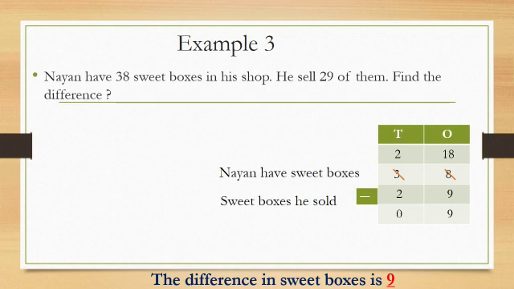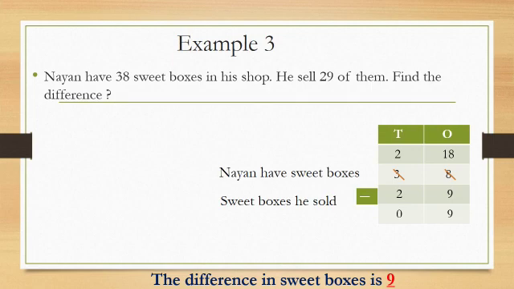Now, let us draw a table of tens and ones. Write Nayan has sweet boxes 38 and sweet boxes he sold is 29. Don't forget to write minus sign in the box. So here 38 minus 29. First, follow the subtraction rule comparing ones column. 8 minus 9 is not possible. So we need to borrow. Borrow 1 tens from the tens column.